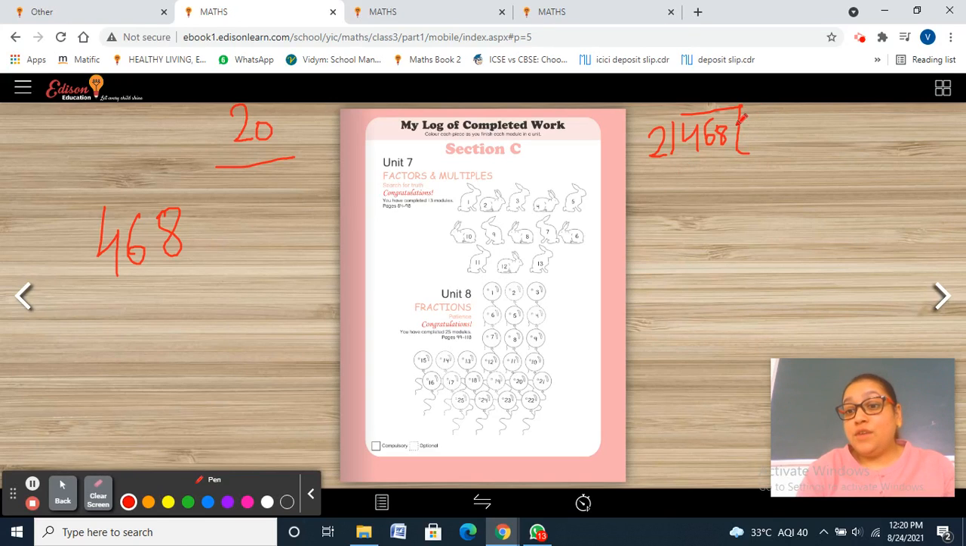468 divided by 2. 2 fours are 8, okay, wait. 4 divided by 2: 2 twos are 4. Then 6 will come down, 2 threes are 6, and 2 fours are 8. So your answer is 234. So when you divide, you will get 0 as your remainder. So this number is an even number.